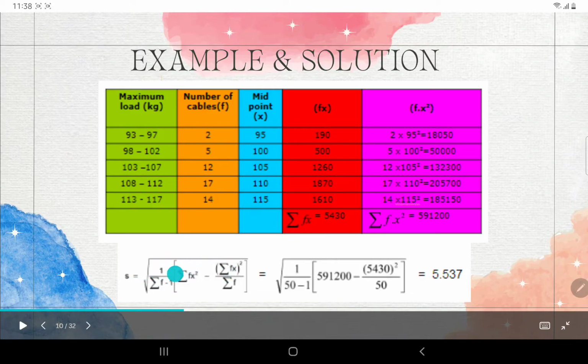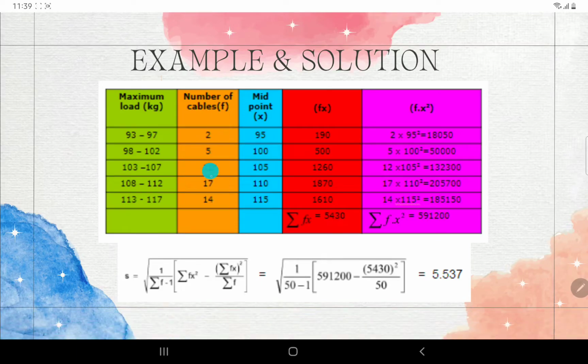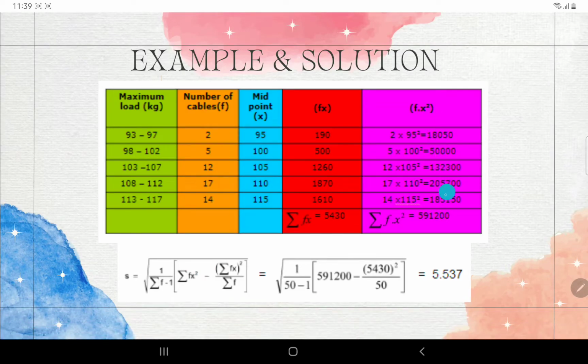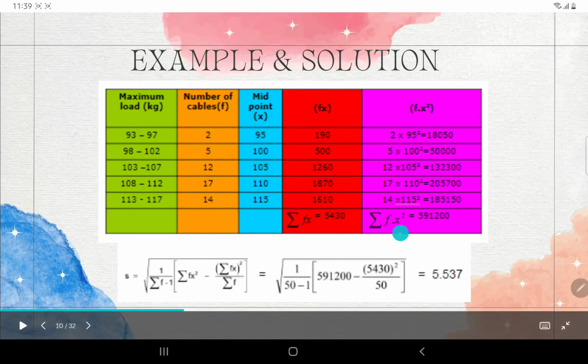So we get this formula from the previous slide. Here the total of f is 50, because we total up here 2 plus 5 plus 12 plus 17 plus 14 equals 50. So here we have 50 minus 1. And then here we need to find the total fx square. So here is our fx square, and we need to sum up all of the values in this column.